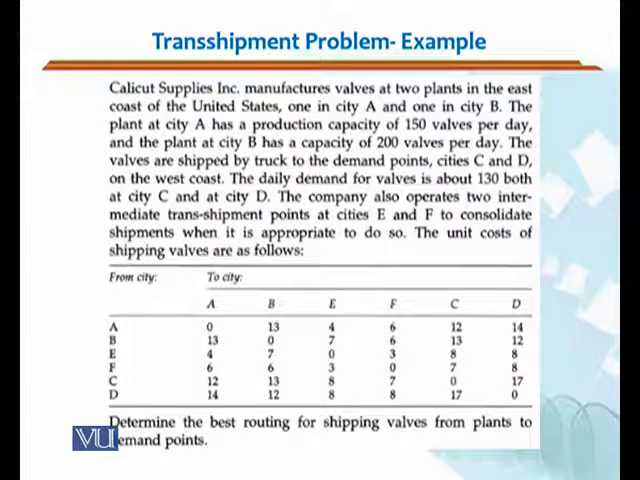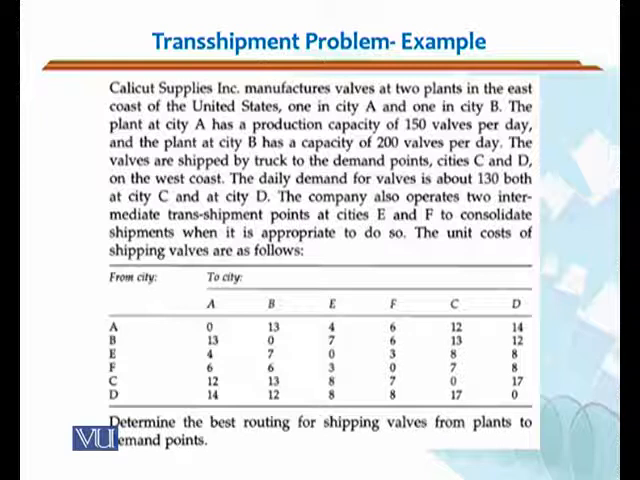For example, Calicut Supplies Corporation manufactures valves at two plants on the east coast of the United States, one in City A and one in City B. The plant at City A has a production capacity of 150 valves per day, and the plant at City B has a capacity of 200 valves per day. The valves are shipped by truck to the demand points, cities C and D, on the west coast.